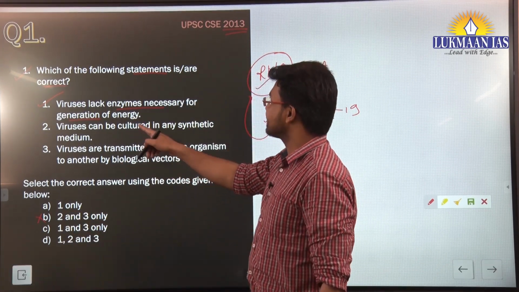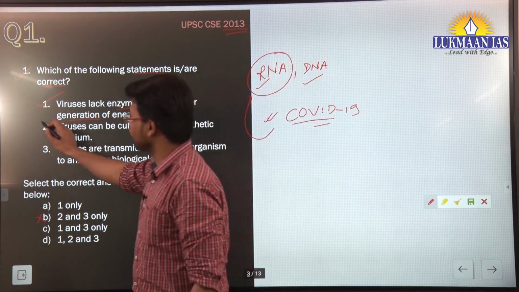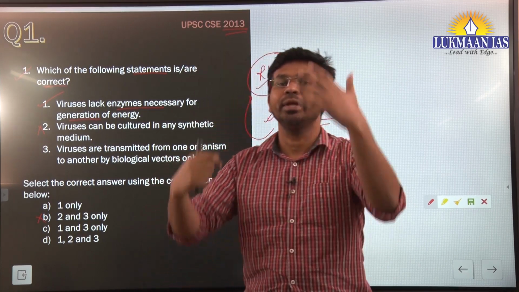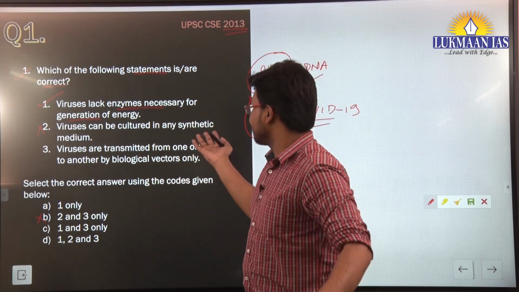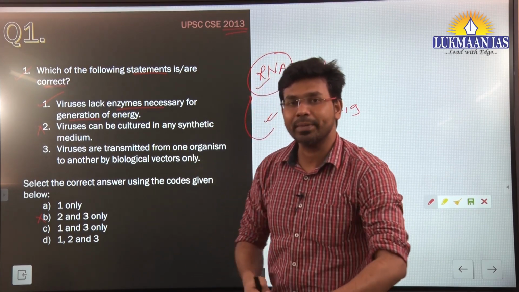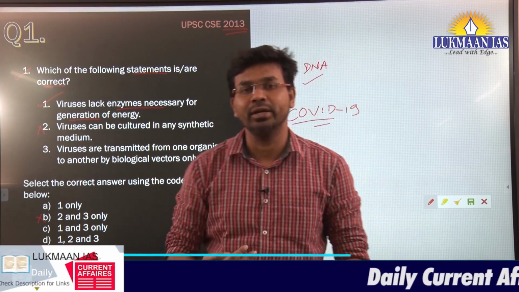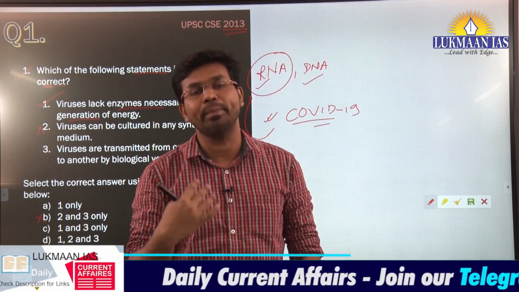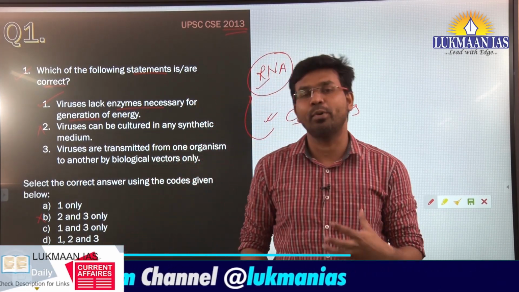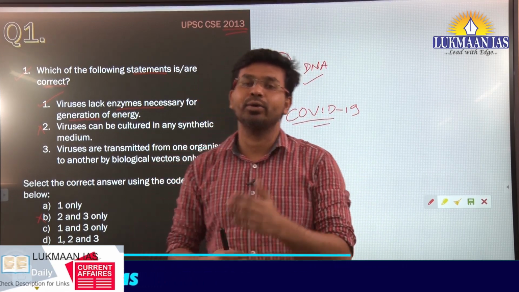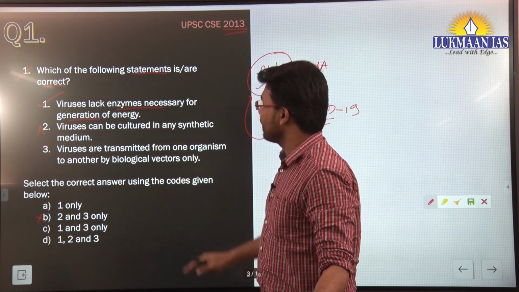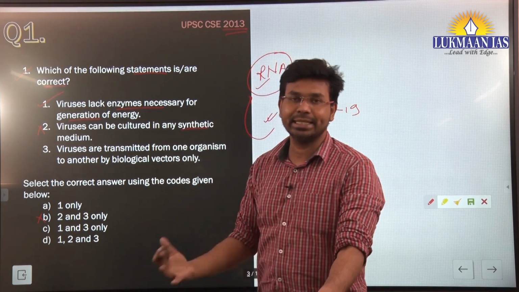It says viruses can be cultured in any synthetic medium. This is incorrect. Cultured means viruses can be replicated in any synthetic medium, it is saying, but this is incorrect because viruses need some kind of living organism, plant or bacteria to replicate. So to multiply, viruses need a plant body, an animal body or a bacteria. That's why statement 2 is incorrect. So it cannot be cultured in any synthetic medium.